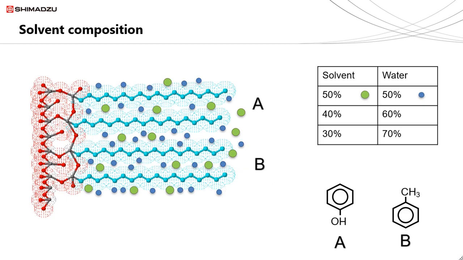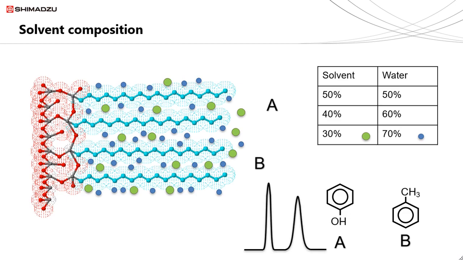Moving along our solvent composition ratios from 50-50 to 30-70, and thus the additional water, the compounds will now interact differently with the mobile and stationary phase. This in turn alters our separation to create 2 separate peaks instead of the previously merged peaks.